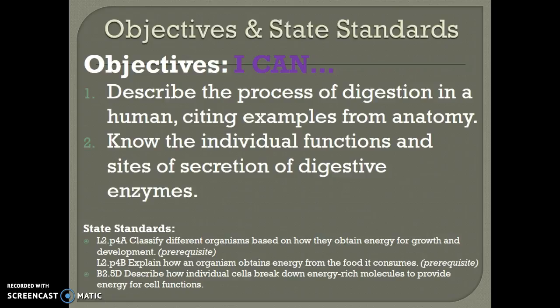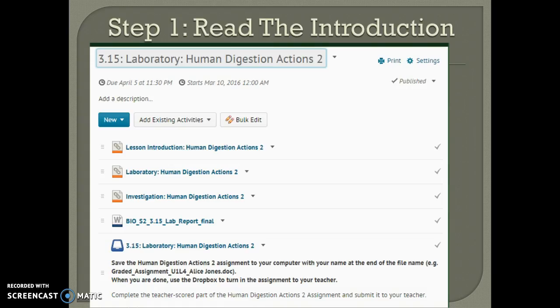Here are the objectives. You're going to be able to look at human digestion and know those functions, and how the digestive enzymes are going to work on the food that we eat. So first of all, the first thing you need to do is read the lab. There are two different areas you can actually enter into this lab.